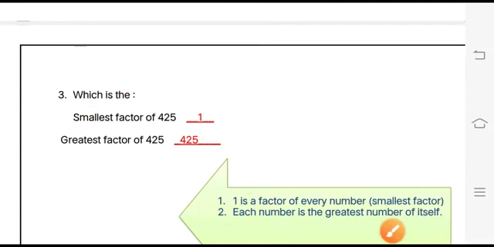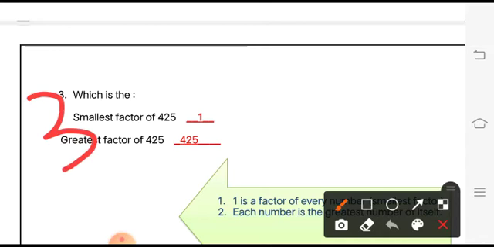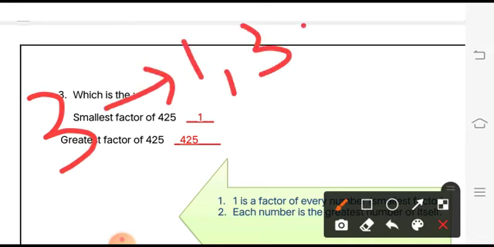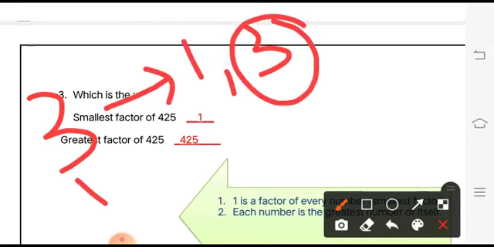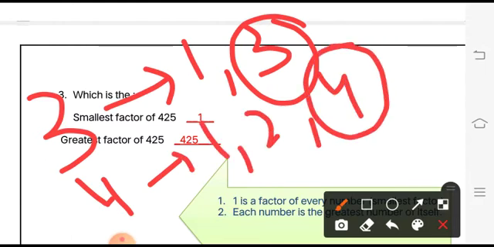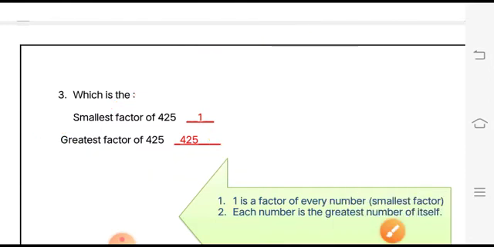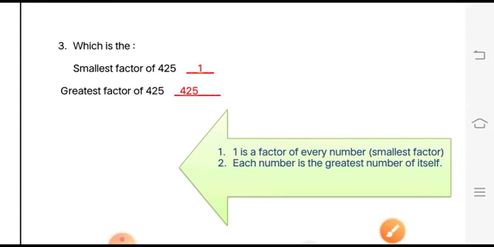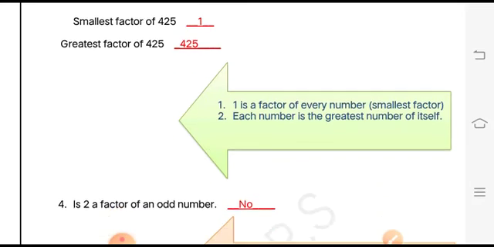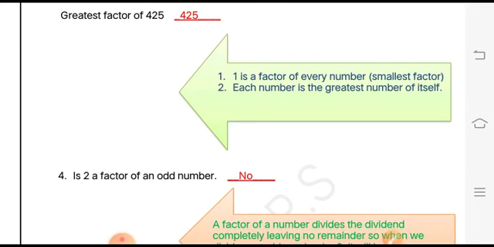And the greatest factor is always the number itself. Like the same example again: 1 and 3, the greatest factor is the number itself. For 4, the factors are 1, 2 and 4, so the greatest factor is the number itself. So in every case, the greatest factor of a number is the number itself. So for 425, it is the number itself, that is 425.